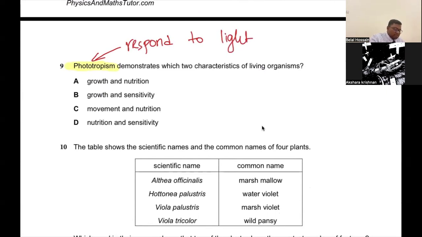So, phototropism demonstrates which, bye ma'am. So, you're done for the day? Enjoy the evening.